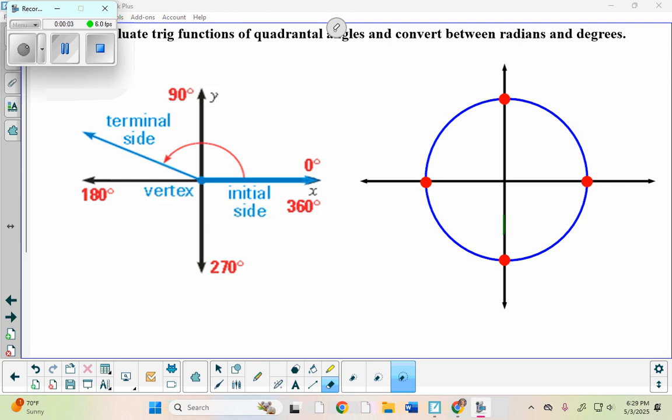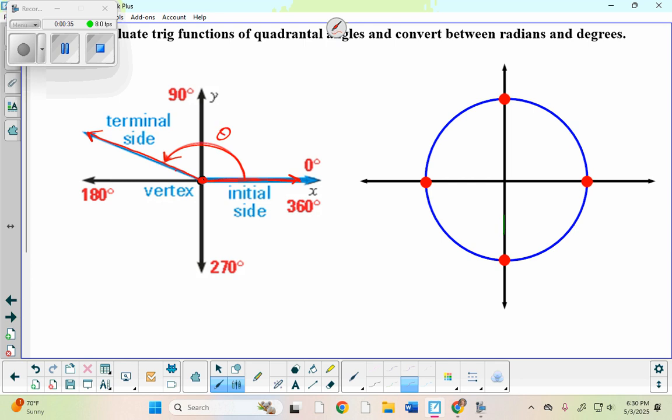Hi, in this video we are going to talk about how you evaluate trig functions of quadrantal angles. Before we even talk about quadrantal angles, I just want to review an angle on a coordinate plane. First, we have the initial side that I'm highlighting here, and then we have some rotation, and we show an arrow, and then we end up at the terminal side. And this would be our theta, the measure of the angle.